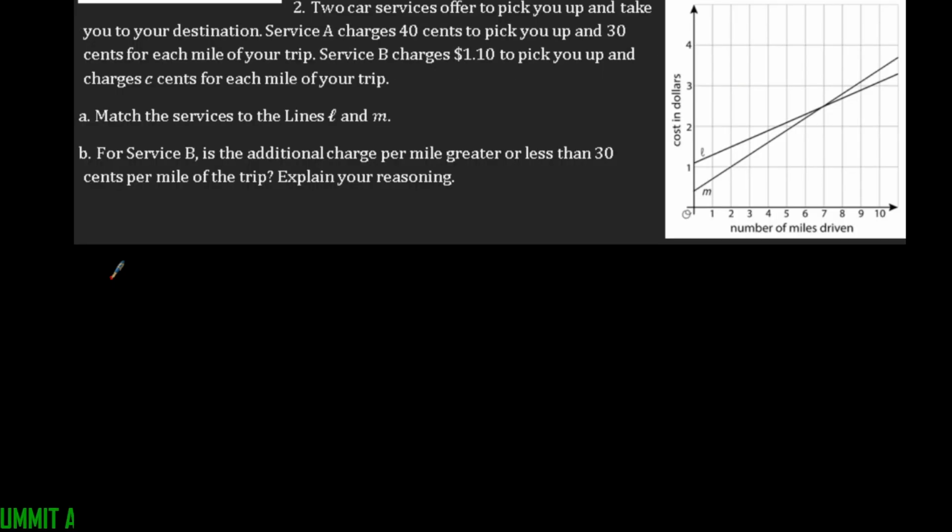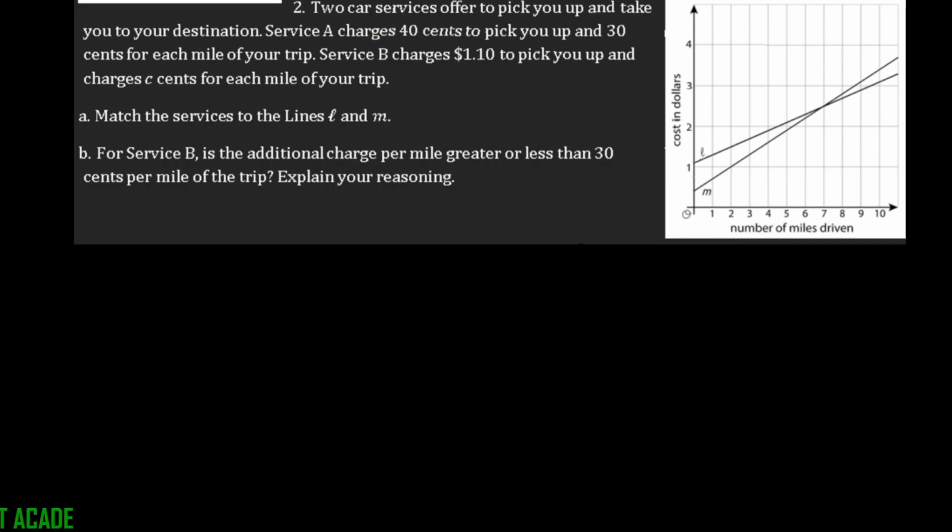Then for number 2, it says 2 car services offer to pick you up and take you to your destination. Service A charges 40 cents to pick you up and 30 cents for each mile of your trip. Then it says Service B charges $1.10 to pick you up, and C cents for each mile of your trip. So now we have to figure out which service goes with these 2 lines.